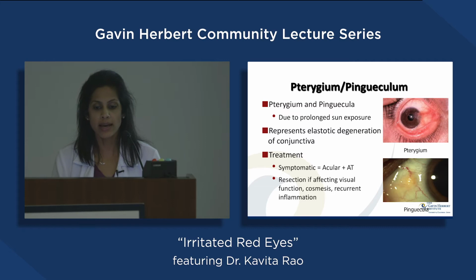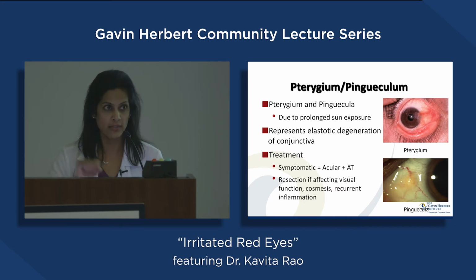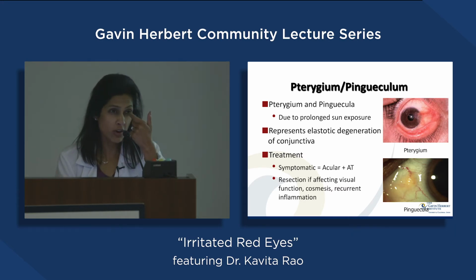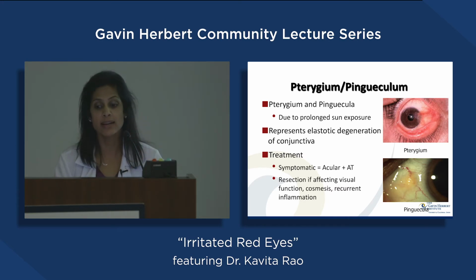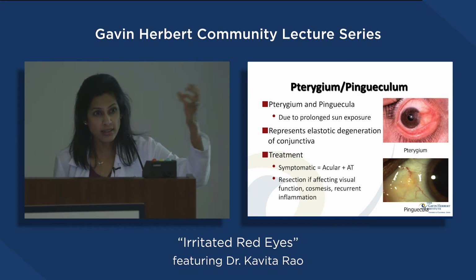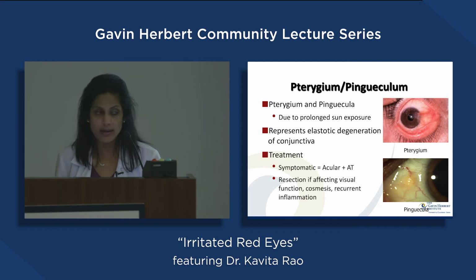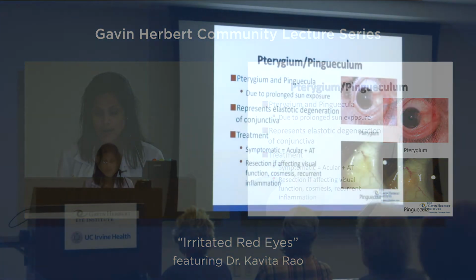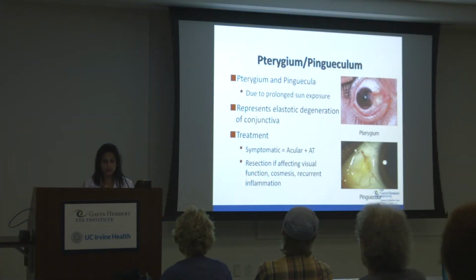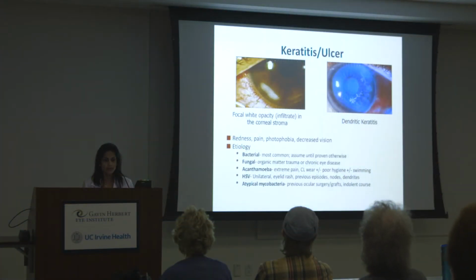A pterygium, like I mentioned before, is usually due to sun exposure. So we usually see it specifically in this location of the eye. It's usually right by the nose or sometimes even on the other side. And it's from exposure. The sun causes this excess tissue to grow there. So it can cause irritation, and then we treat it with eye drops, either artificial tears, or sometimes we have to use something more strong like a steroid drop.